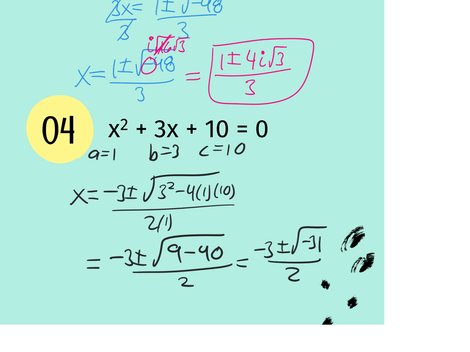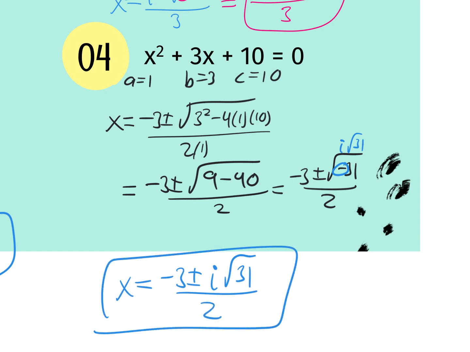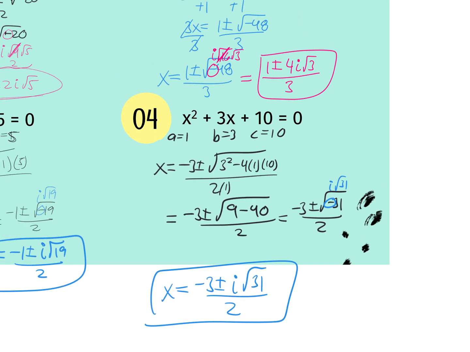And the square root of 31 can't simplify anymore except for that negative, which is going to become an i. So we get i√31, and x = (−3 ± i√31) over 2. All right, so hopefully nothing too crazy there.